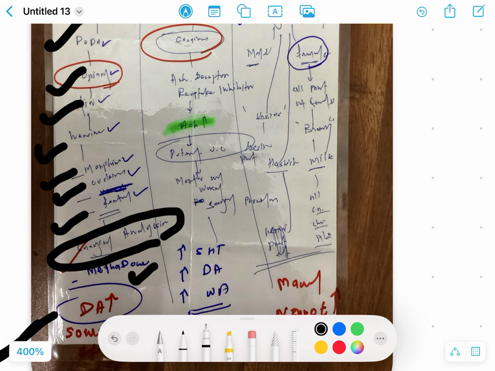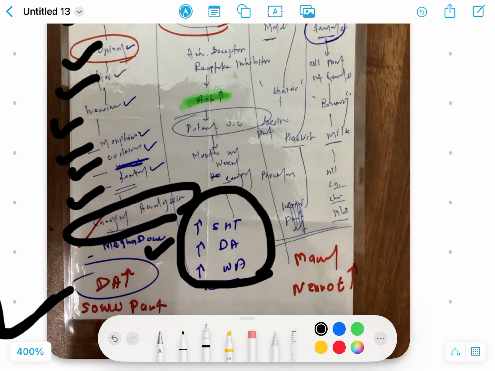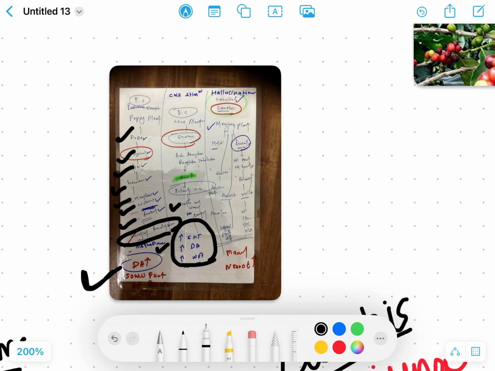So always remember, vasoconstriction will be increased, and there will be an increase of 5-HT, dopamine and norepinephrine. 5-HT is serotonin, D is dopamine, NA is norepinephrine. It is also important in mouth and nasal surgical procedures. Why? Because it constricts the vessels, and when it constricts the vessels, the blood loss will be less. Cocaine is used locally, in local anesthesia.